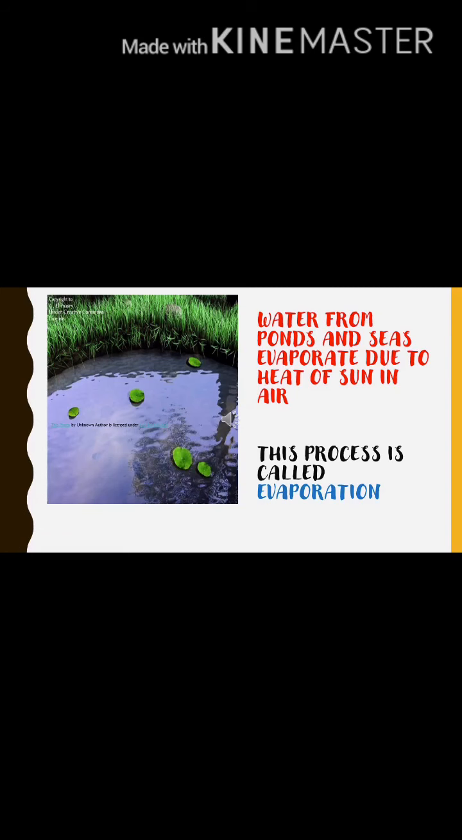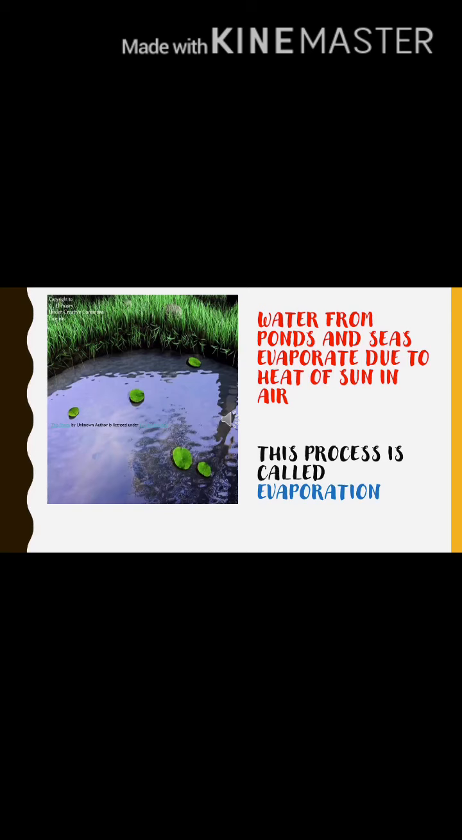Students, now you all know that the sun is present in the atmosphere. Usually the sun is very hot. So what happens? Water from ponds and seas evaporates into the air due to the heat of the sun. This process is called evaporation. Okay, let's take an example.